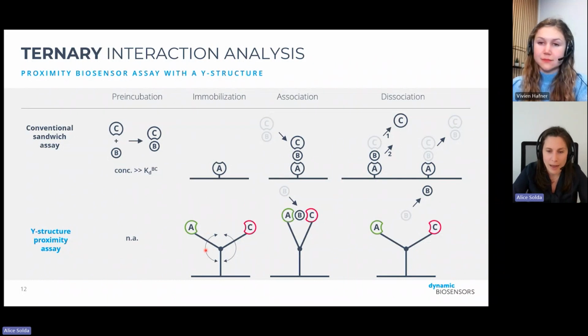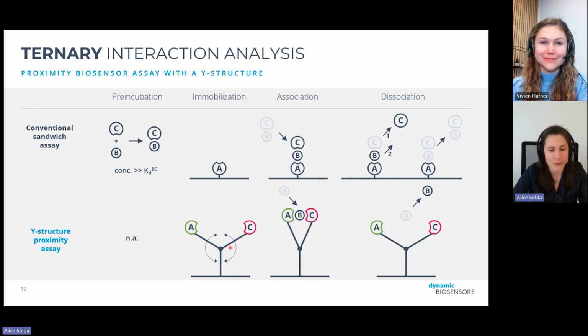The Y structure is a nanostructure, a DNA nanostructure, and can have different dimensions. We screened several, and it turned out that the first one we chose was actually the best.